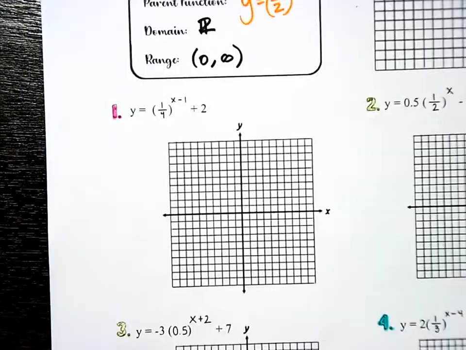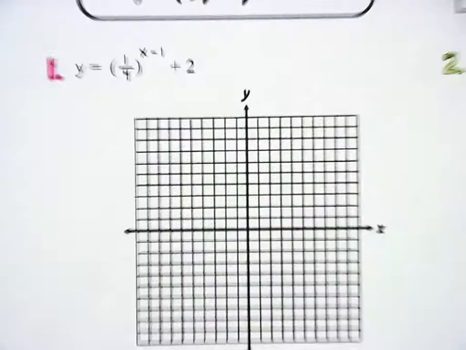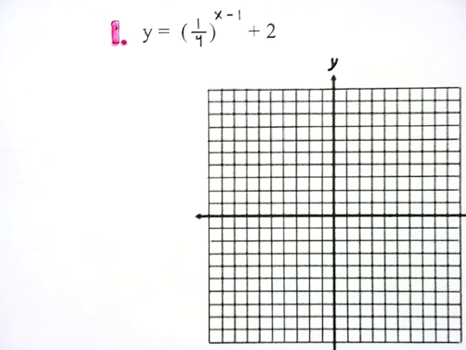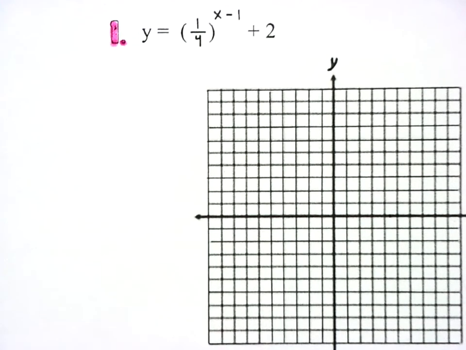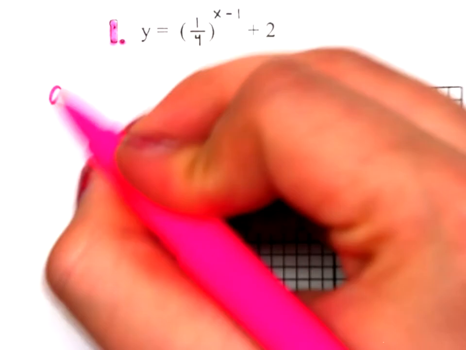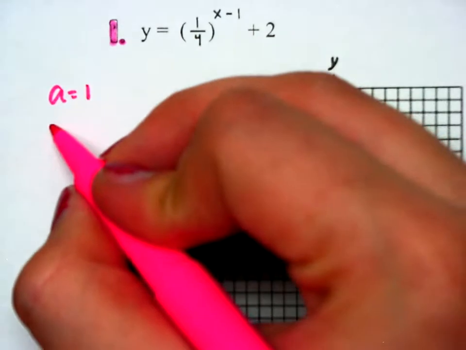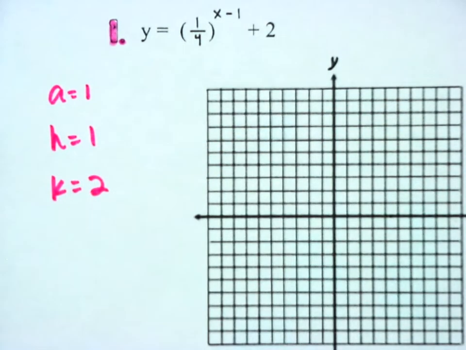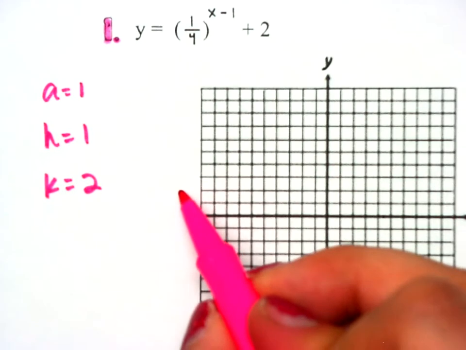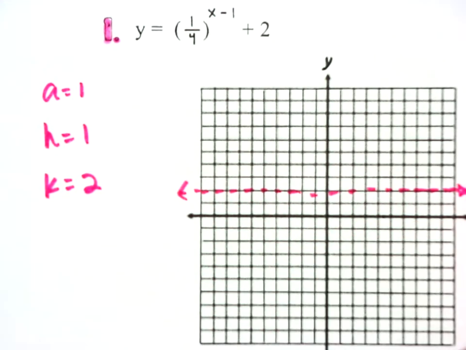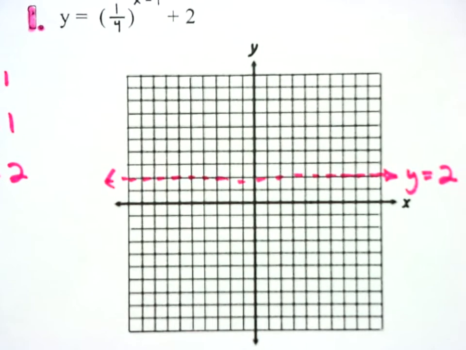The first problem, let's zoom in a little. We've got 1/4 raised to the x minus 1 plus 2. Now the steps are going to be exactly the same for these problems, guys. List your values, find the asymptote, and then transform your reference points. So I've got an a value of 1, I've got an h value of 1, and a k value of 2. So my asymptote has shifted up 2 units at y equals 2. Write that right there so you guys can see that.